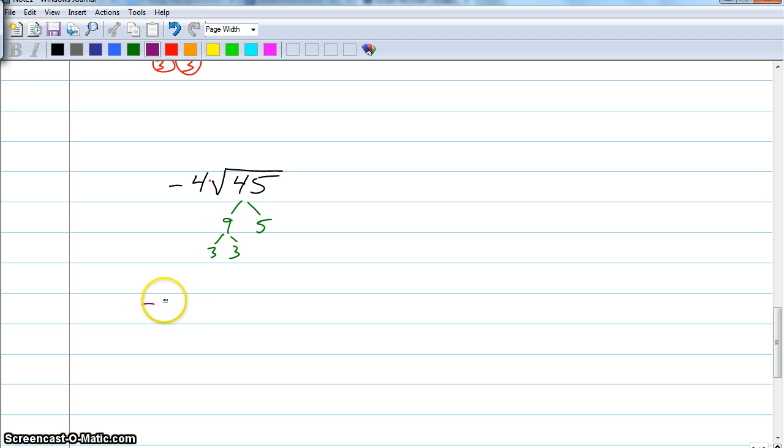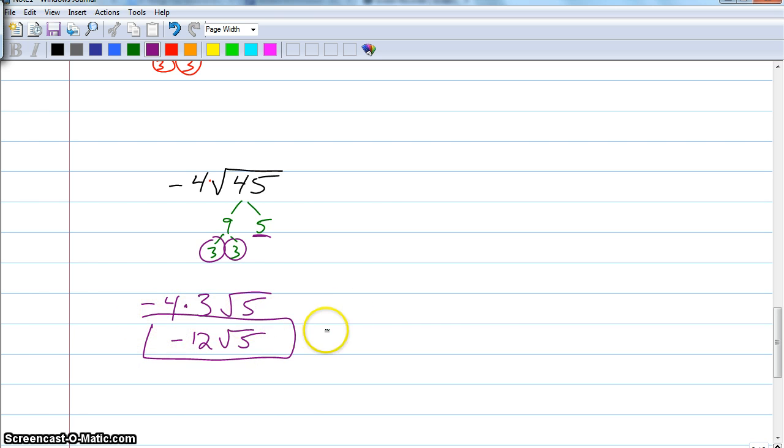9 times 5. And then 9 breaks down to 3 and 3. So we already have a -4. Bring this -4 down. What can come out of radical land here? Well, we have a pair of 3's. So it's going to be -4 times this 3 that comes out. And then what got left behind? The root 5. So this is going to be the square root of 5. So -4 times 3 is -12 root 5. That's going to be our exact answer.